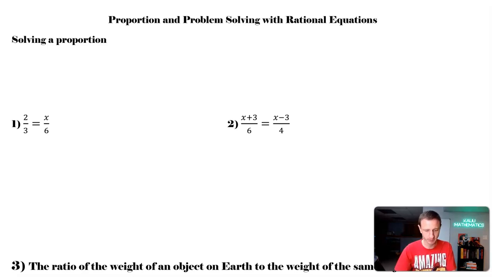In this video, we're going to talk about proportions and problem solving with rational equations. First of all, solving a proportion: if we have a over b equal to c over d, solving a proportion is just cross multiplication, a times d and b times c. So a times d equals b times c.